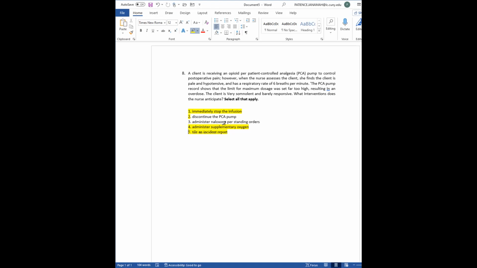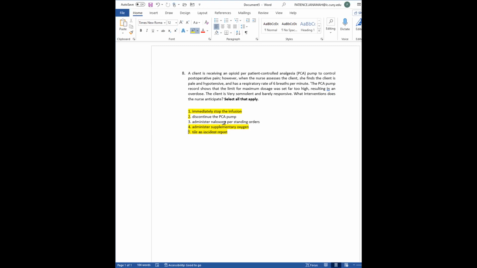Barely responsive means you want the patient to respond. The patient is not responding. The patient is not breathing well. You want to kickstart them. You want to kickstart the heart to start pumping and then to start breathing well. So naloxone. Immediately after stopping the pump, the next thing you want to do is put the oxygen there and give them the shot. You have another nurse preparing the shot, and then you are hanging the oxygen. When they bring it, give them the naloxone. That's what will wake them up. So incident report will come last.